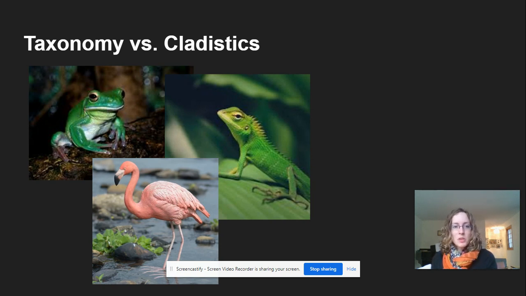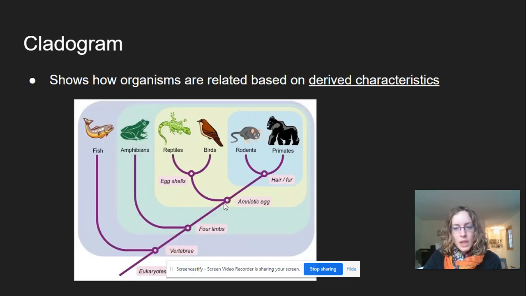because if you look at these three animals, a frog, a lizard, and a flamingo, you might at first glance think that the lizard and the frog are most closely related. And we don't necessarily have enough information based on just looking at their bodies to know. So this is a diagram called a cladogram.